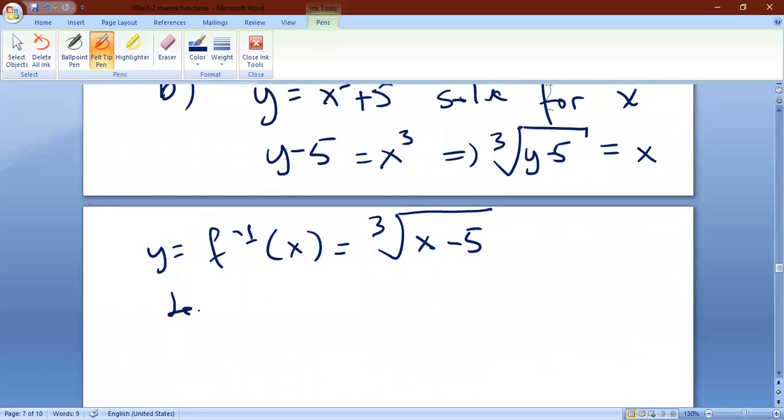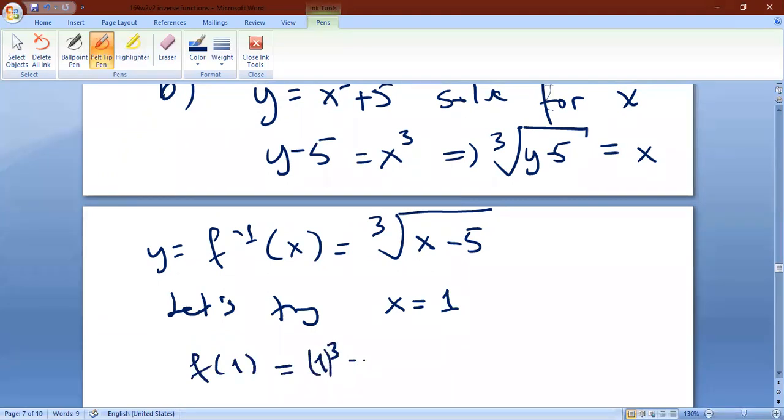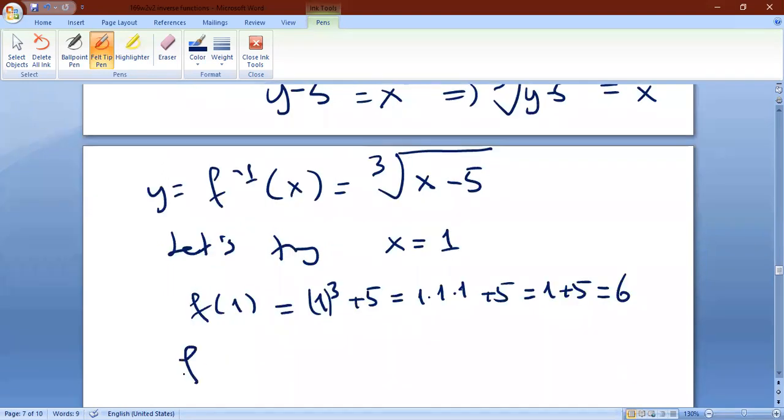Let's try x equals, let's say, 1. Then what will f do for 1? It's going to take its cube and then add 5. The cube of 1 is 1 times 1 times 1, plus 5. That's 1, so that's equal to 6. Now, take 6 and apply f inverse. And we should see that this gives us 1 again.